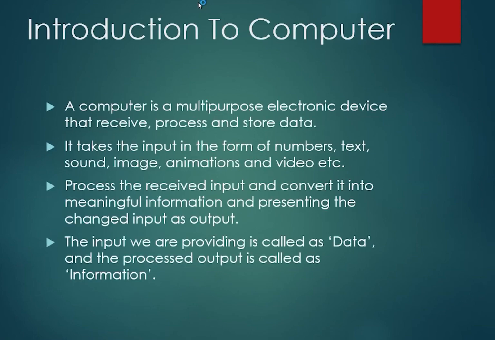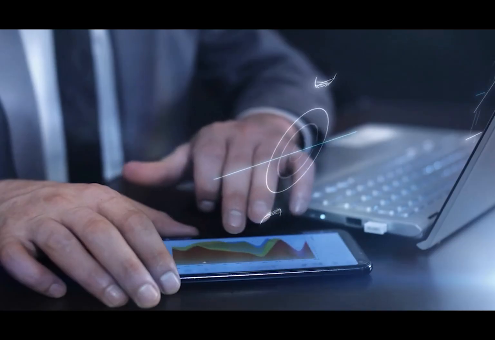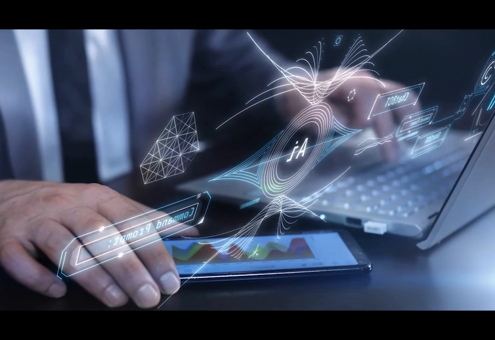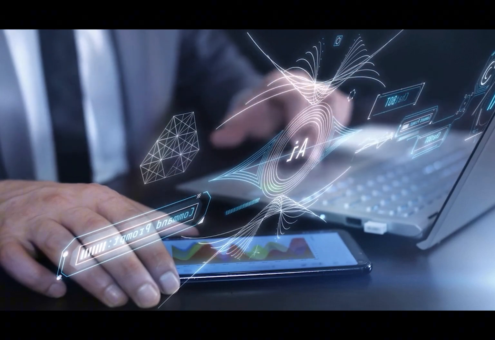First of all, if you want to know C language, first you have to know how a computer works and what a computer is. The introduction to the computer. A computer is a multi-purpose electronic device that receives, processes and stores data, which means a computer is a multi-purpose electronic device that receives, processes and stores the data.